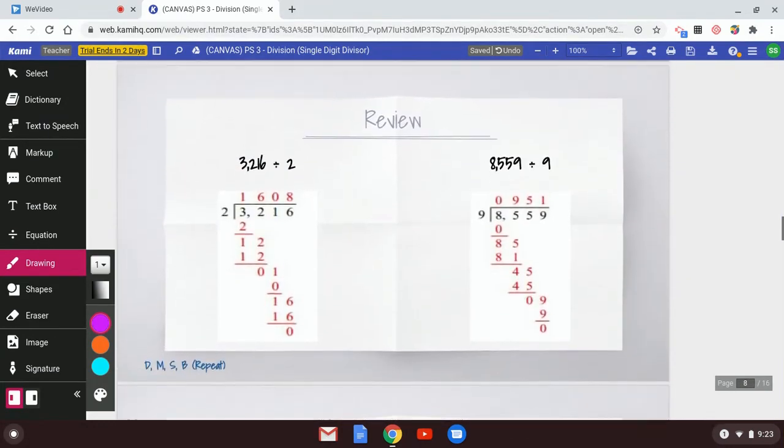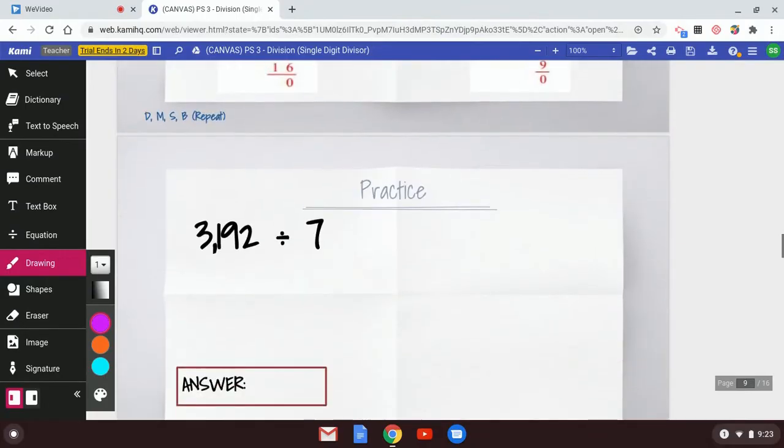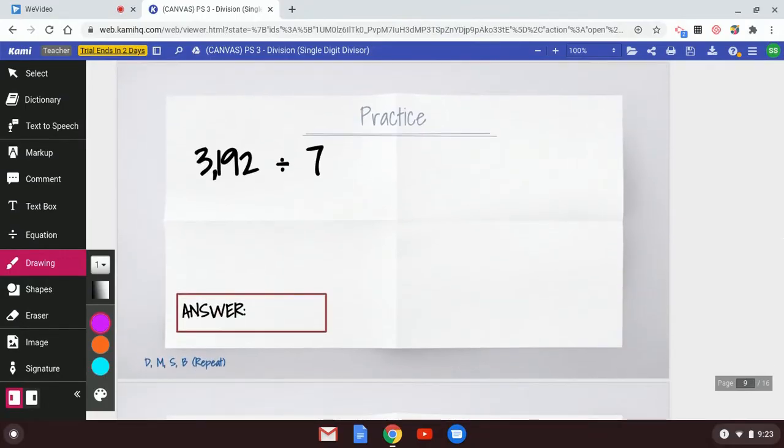So here's some examples. We have 3,216 divided by 2. This is how our work is going to look, okay? These examples will be here for you to go back and refer to. When I say pause this lesson, you can pause and go up there to look, or you can look at some of the problems we've done together. So let's do this one.